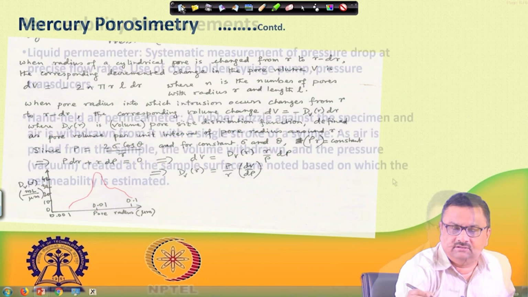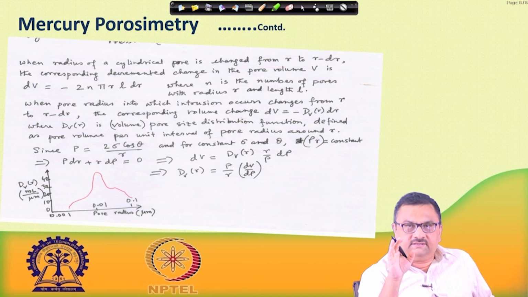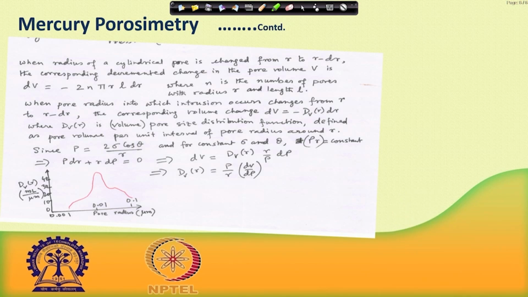So this is as far as mercury porosimetry is concerned, and I want to stop this lecture here. I will talk briefly about other characterization methods, which are not exactly for porosity or pore size distribution but can be used for other purposes, in my next lecture.